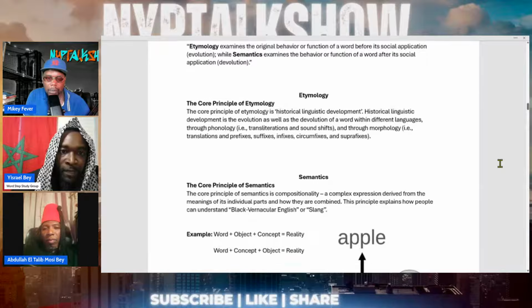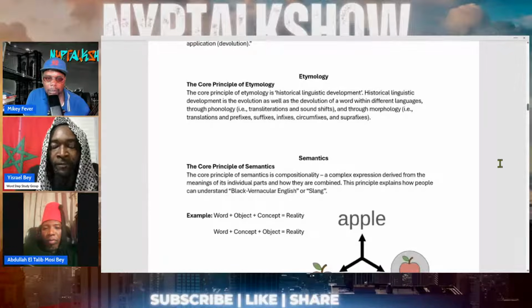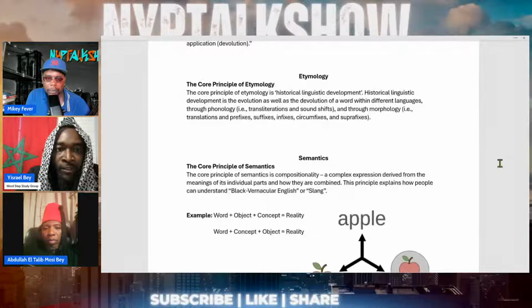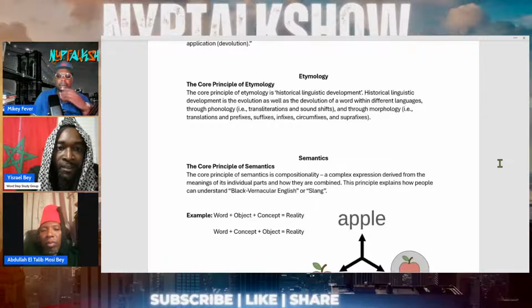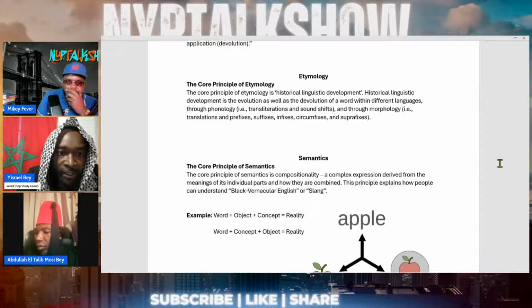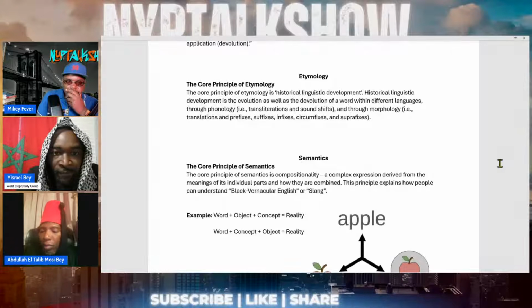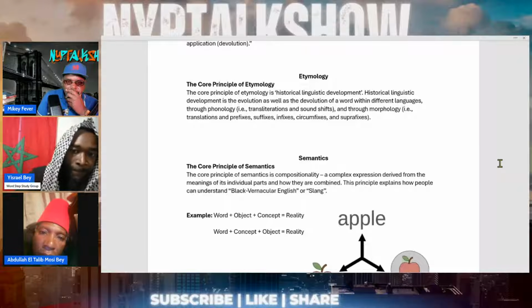Etymology, the core principle of etymology. The core principle of etymology is historical linguistic development. Historical linguistic development is the evolution as well as the devolution of a word within different languages through phonology, i.e. transliterations and sound shifts, and through morphology, i.e. translations and prefixes, suffixes, infixes, circumfixes, and superfixes.